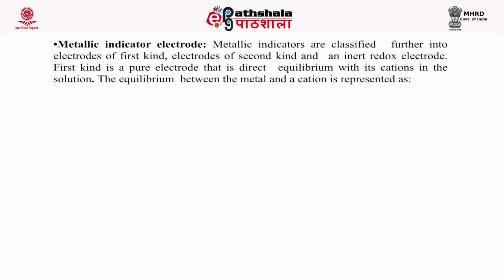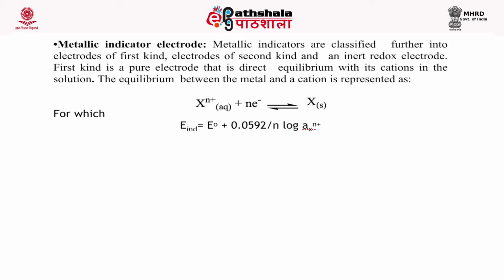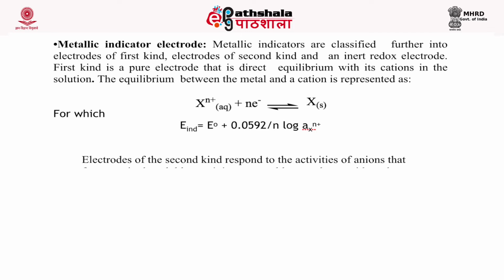The equilibrium between the metal and a cation is shown as X^n+ aqueous plus n electrons forms X solid, for which E indicator is equal to E naught plus 0.0592 over n log a(X^n+), where E indicator is the indicator electrode potential of the metal electrode and a(X^n+) is the activity of the ion.